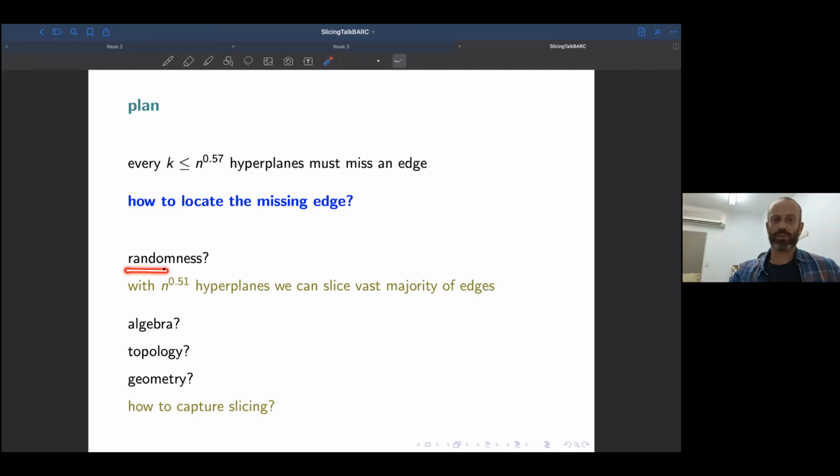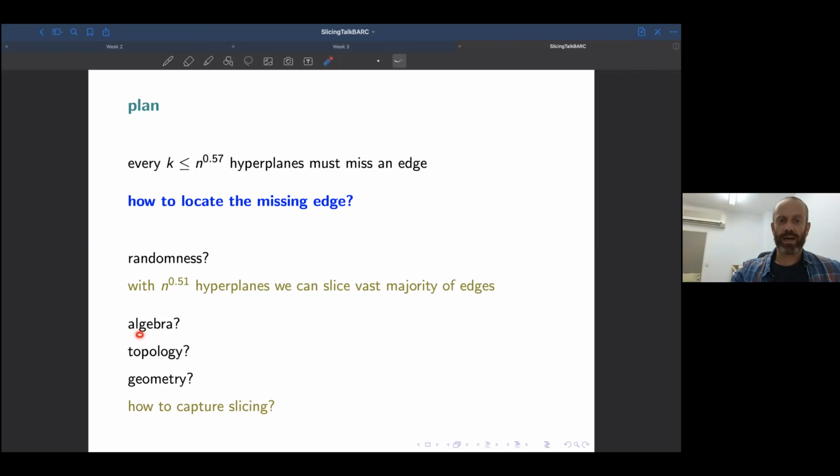So we can try to use randomness, choose a random edge. This is not so effective because if we take slightly more than square root of n hyperplanes near the middle in the parallel family, we sliced a vast majority of edges. So the fraction of edges we slice is almost 1. It's 1 minus something exponentially small. So we basically have no chance to hit a missing edge if we choose it randomly.